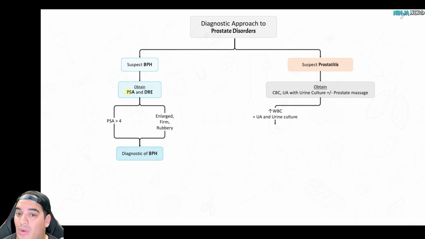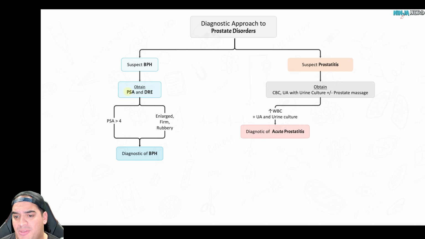But if you start off and your white blood cells are elevated, you've got a fever, you've got pelvic pain, the DRE suggests that it's very tender and boggy appearing, and your urinalysis and urine culture come up positive, you can suspect that it's likely acute prostatitis. But again, the prostate massage would be the best way to assure that it's bacteria from the prostate gland rather than from the urinary tract itself.